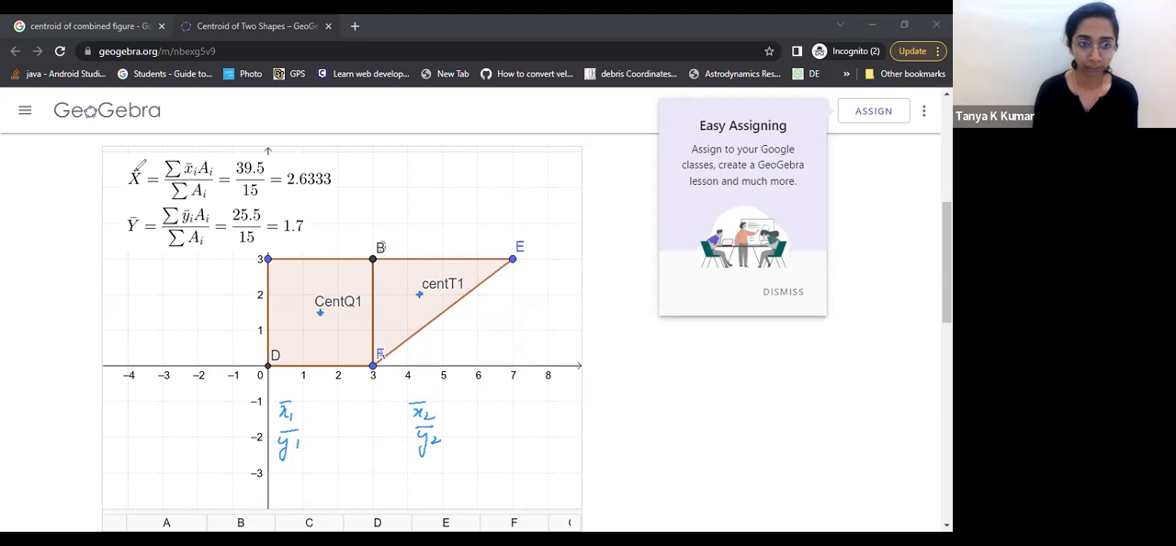So how do you find out the overall centroid? Was it x1 bar a1 plus x2 bar a2 upon a1 plus a2, and y1 bar a1 plus y2 bar a2 upon a1 plus a2? Was it not like this? Do you recall this? Is this right? Yes, ma'am, it should be.